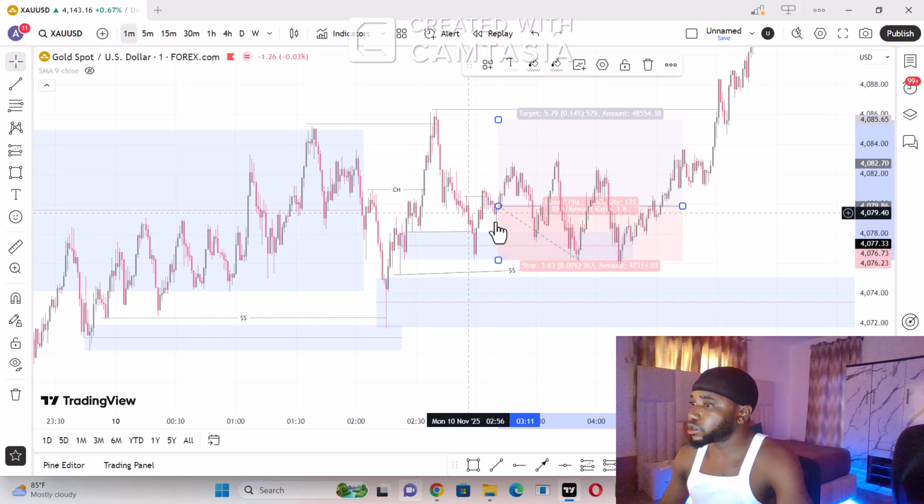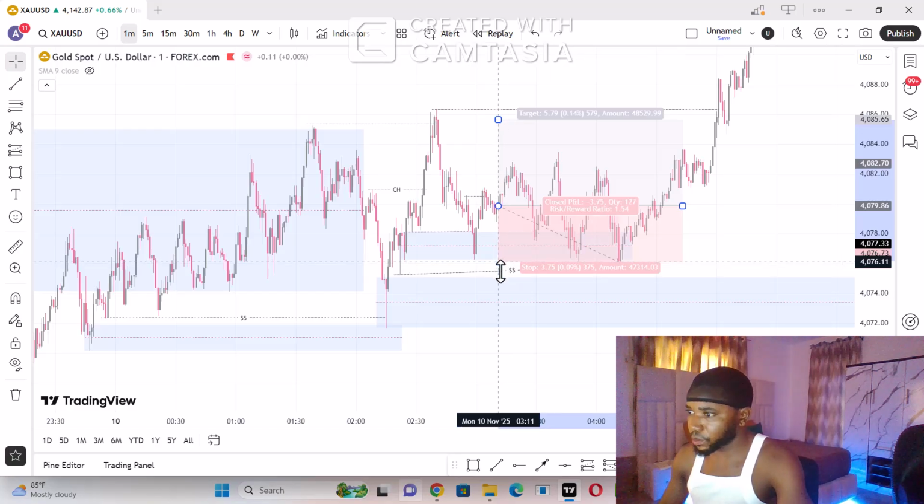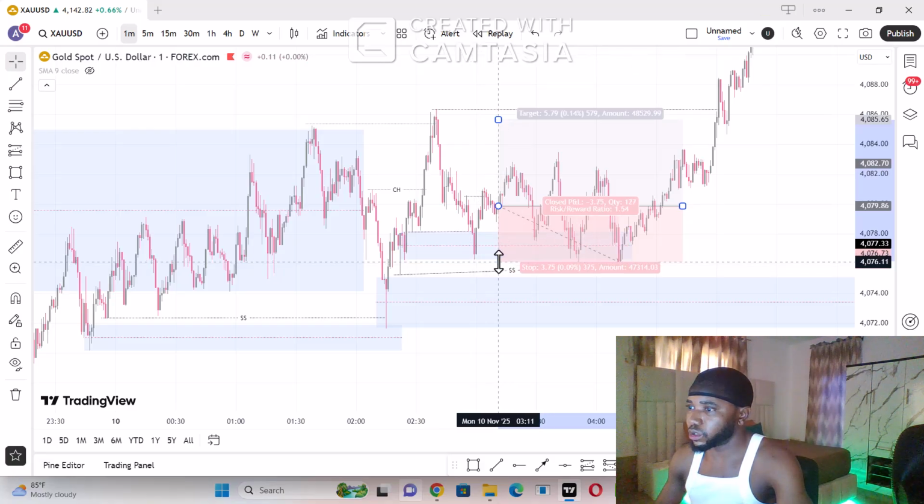My stop loss got hit because of where I placed it. I should have placed my stop loss right here, but I was too greedy. At the same time, I don't want to risk more than what I was risking, so I placed it below that, below this low.